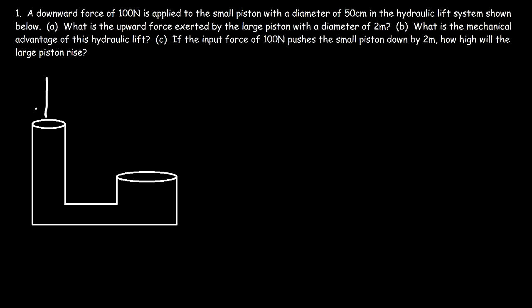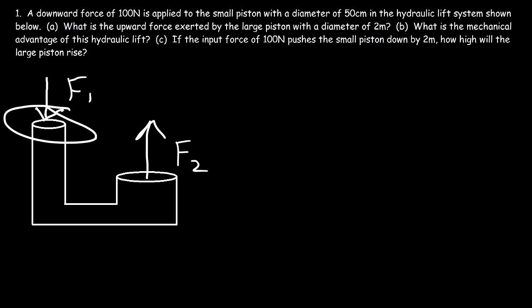So if we push down the small piston with a force, let's call it F1, the large piston is going to be pushed up with a force of F2. Now, according to Pascal's law, the pressure applied to an enclosed fluid is transmitted undiminished to every portion of that fluid. So what does it mean with regard to the hydraulic lift system? This means that the pressure exerted on a small piston is equal to the pressure exerted by the large piston. So we can say that P1 is therefore equal to P2.